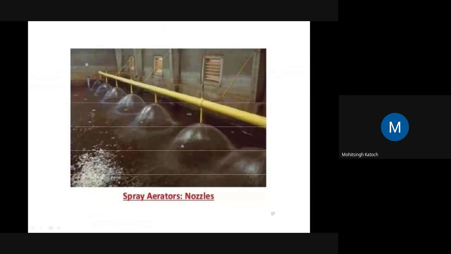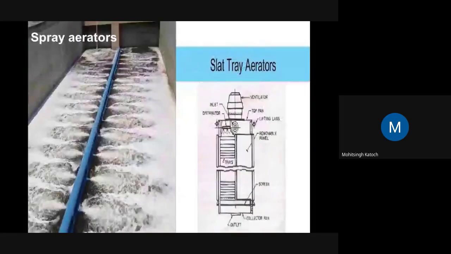This is another type of aerator which is known as spray aerator. In this, instead of passing the water through certain steps, we allow the water to enter a tank through spray jets. And when these spray jets travel from the spray nozzles to the water tank, during their flight, they come in contact with the oxygen, and the dissolved oxygen content increases in the tank. So this is also an actual photograph of a spray aerator.